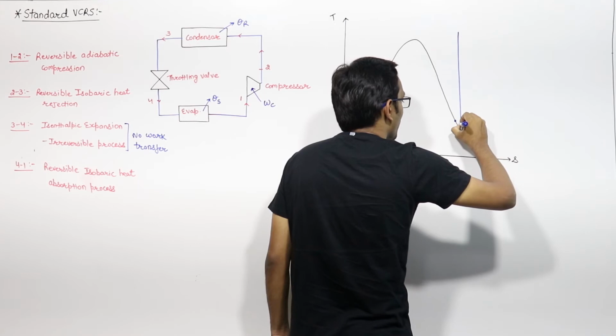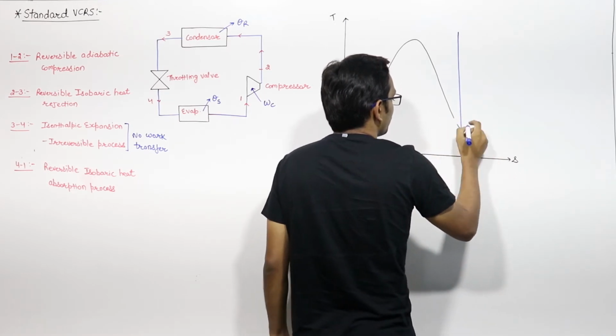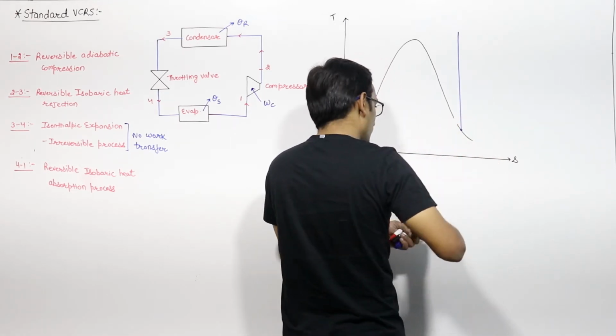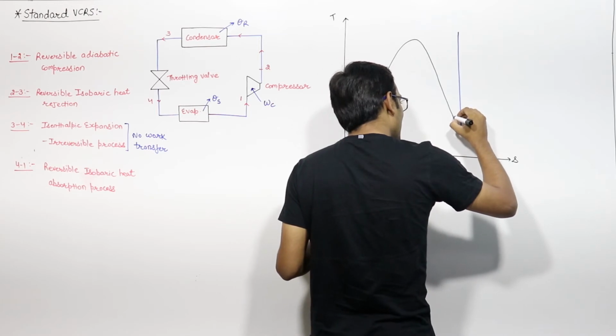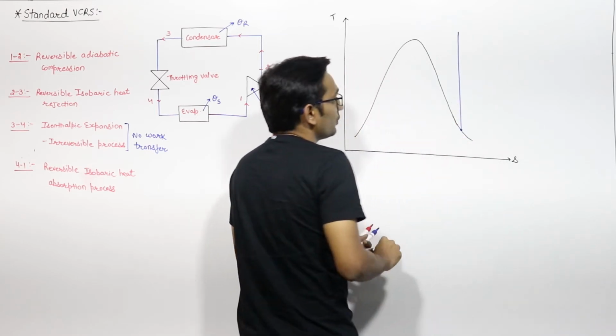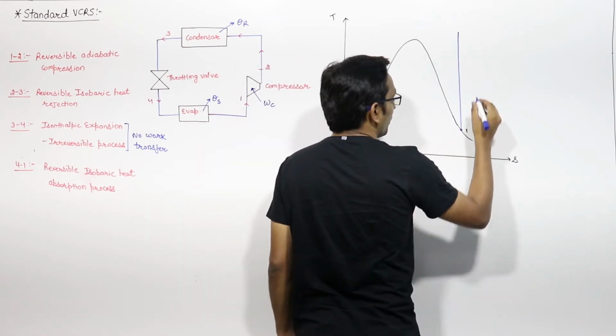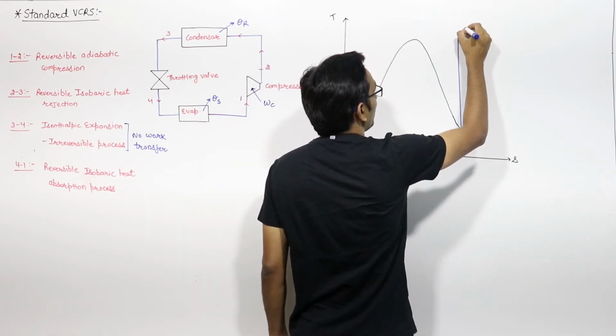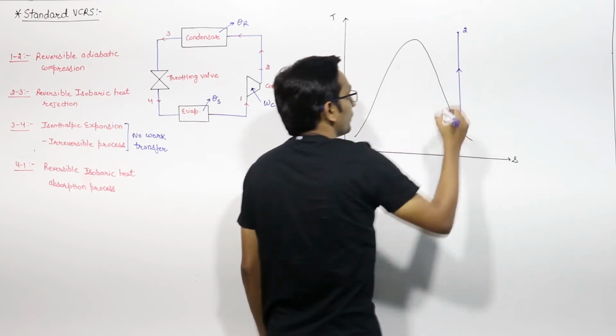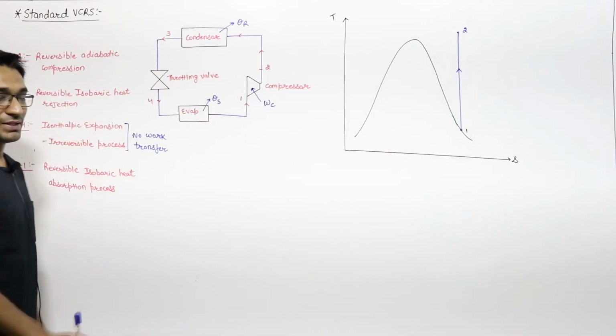This is process 1 to 2. Always take the inlet condition of the compressor to be at saturated vapor. Let us say this is point 1, this is point 2. So this is adiabatic compression.